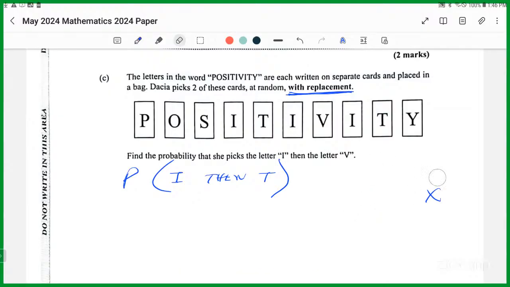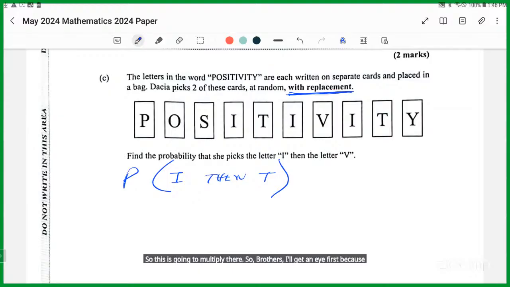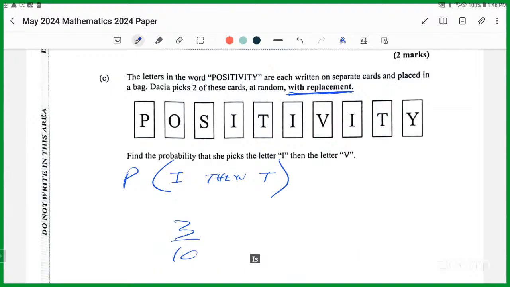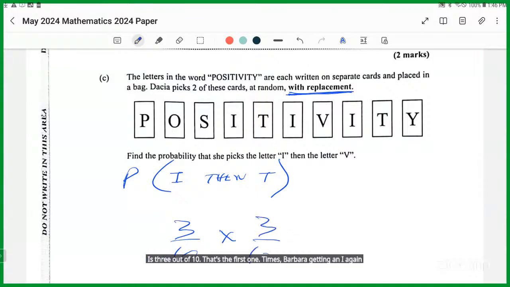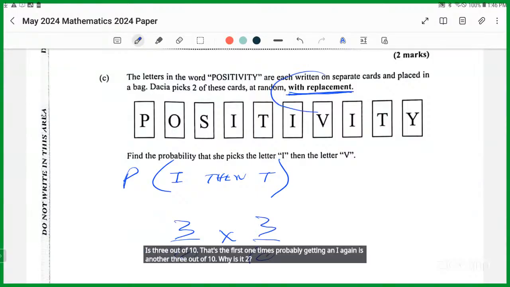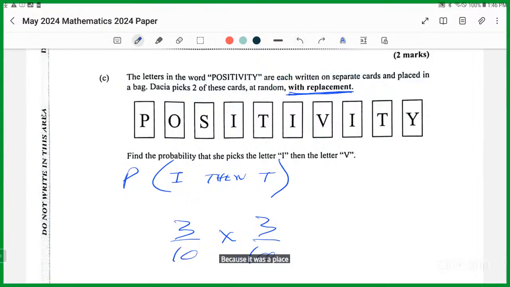No, this is going to multiply them. So the probability of getting an I first is 3 out of 10. That's the first one. Times the probability of getting an I again, which is another 3 out of 10. Why is it 3 out of 10? Because it was replaced.